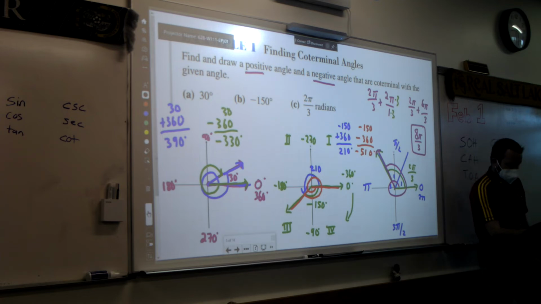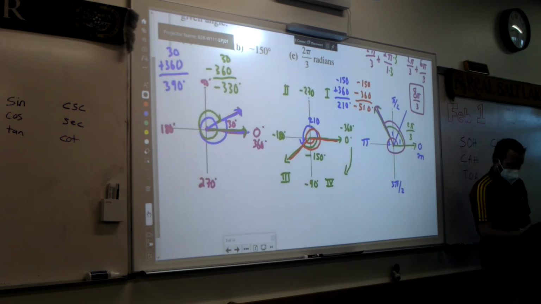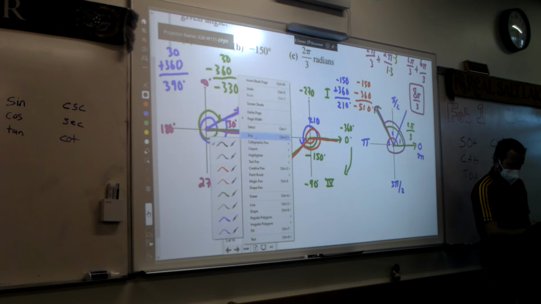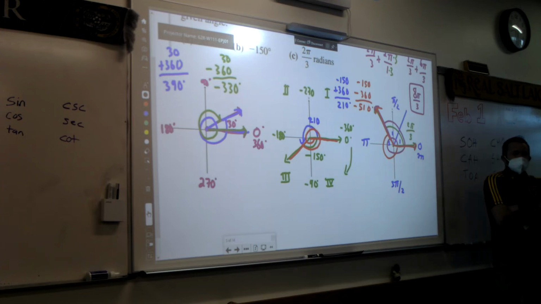Now I'm kind of running out of room. Let me come down here. We need to figure out a negative coterminal angle. Let's do that in a different color. Let's do that here in red. That would be going clockwise and landing here. So we land in the same spot, except this time we're going clockwise.